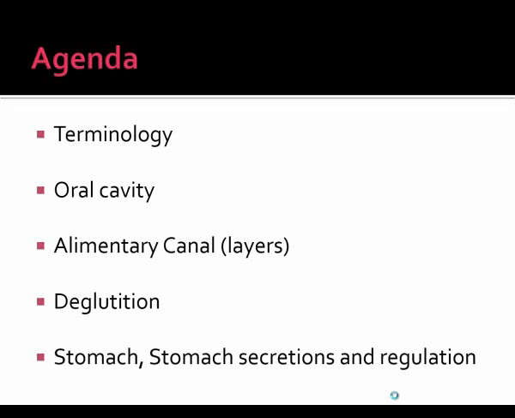Our agenda today is to review some terminology for the digestive system, review the oral cavity, the alimentary canal and what that pertains to, as well as the different layers that structurally compose the alimentary canal, the process of deglutition, which is also known as swallowing, and also review the stomach and the stomach secretions and how we regulate the secretions of the stomach.